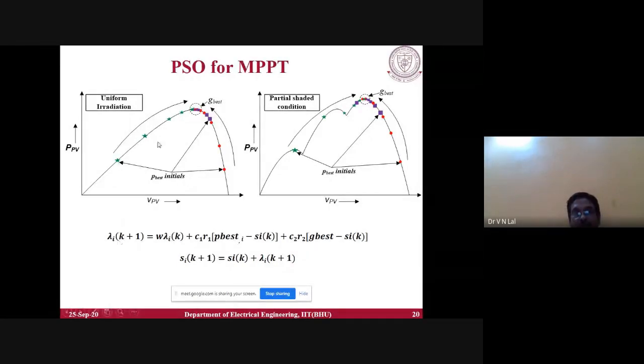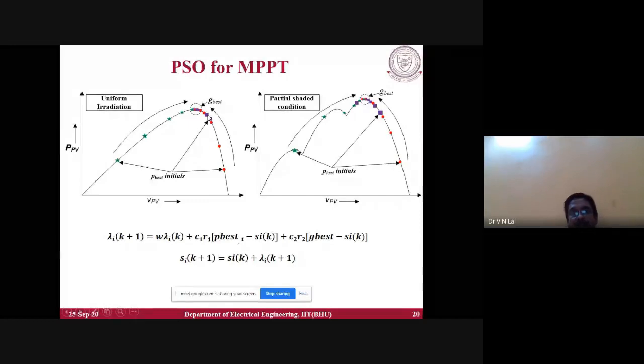Okay. So this formula is used to find the new velocity, and the particle will move accordingly. New particle positions for these 3 particles will be there. For example, for this particle, the new position will be this one. For this one, the new position will be this one. For this one, the new position will be this one. Okay.